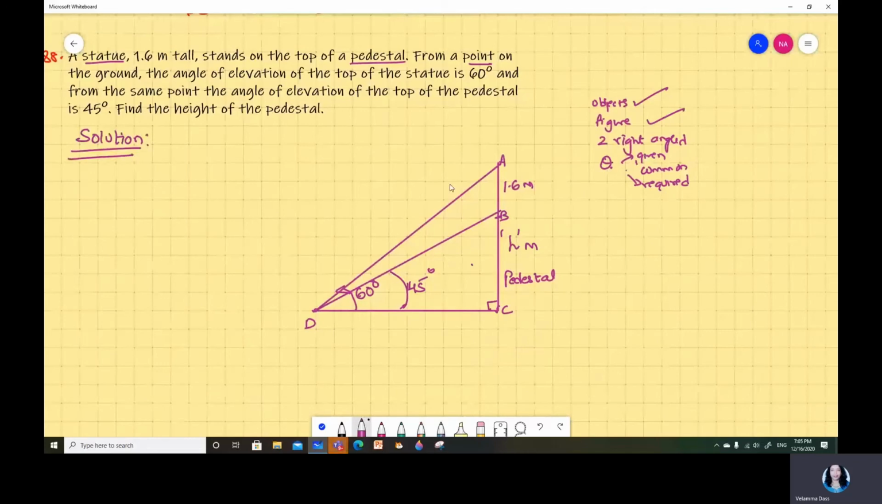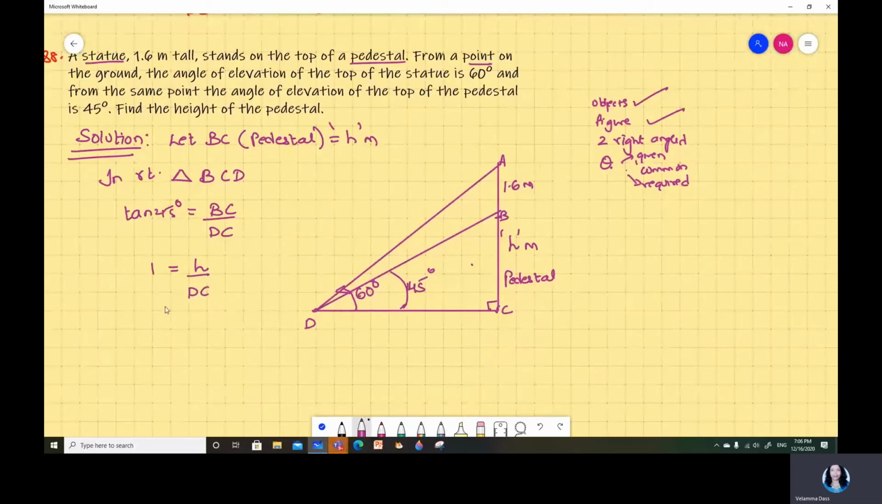So let's take here, since everything is named, here we can just write let BC equals pedestal, which is height of the pedestal, equals to h meter. Okay. So let's consider in right triangle BCD. When 45 and 60 is there, always go for 45 because we know that tan 45 is 1. So tan 45 here we say that is opposite upon BC. Tan 45 is 1. We want to find h and BC also we don't know. Right? BC is not given. Therefore, we know that h and BC are one and the same.